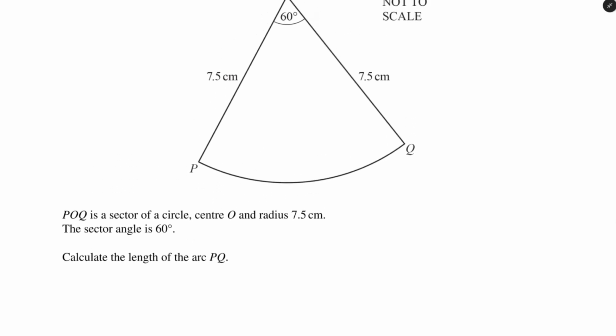Length of arc is given by, remember, your arc is just a portion of the circumference, and since we know what is defining the portion, it's 60 degrees. Formula for length of arc is what? Theta over 360 times 2 pi r. In this case, our theta has been given as 60, so we have 60 over 360 times 2 times pi times our radius, which is 7.5.